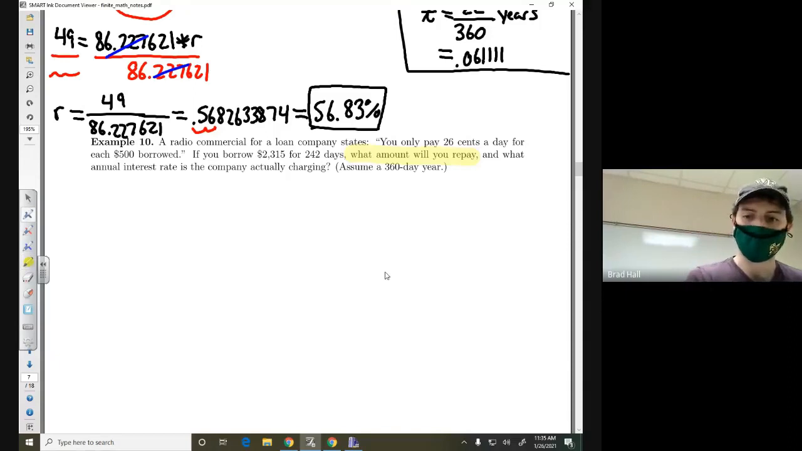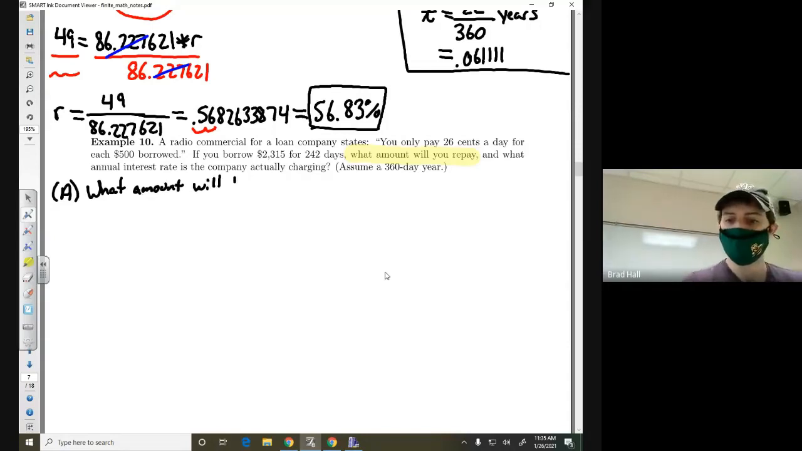So this is going to be a two-part problem. So part A is: what amount will be repaid?